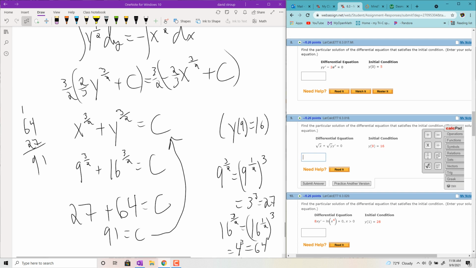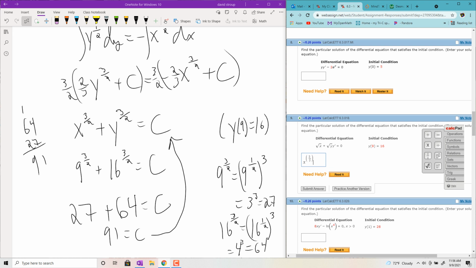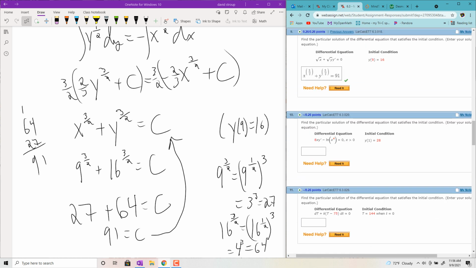I hope that's right. So x to the 3/2 plus y to the 3/2 equals 91. Let's see if that works. Hey. Okay, I think that'll do you.